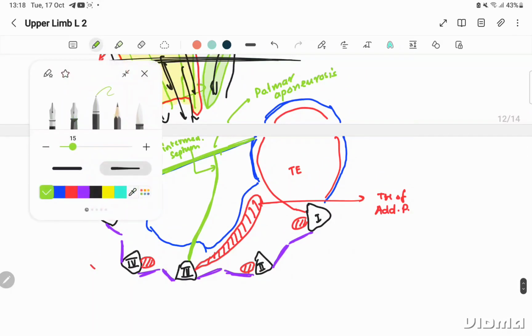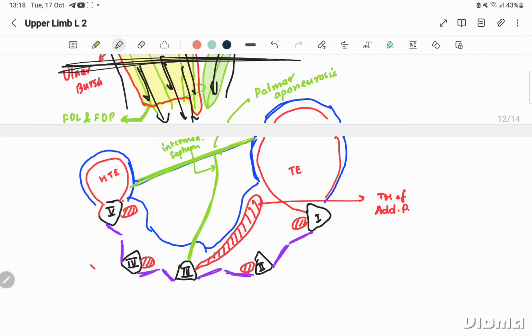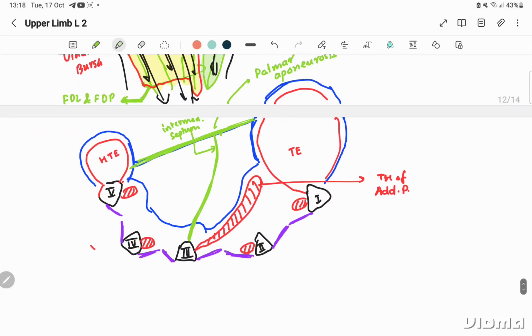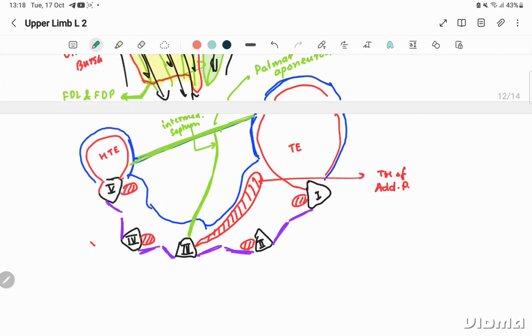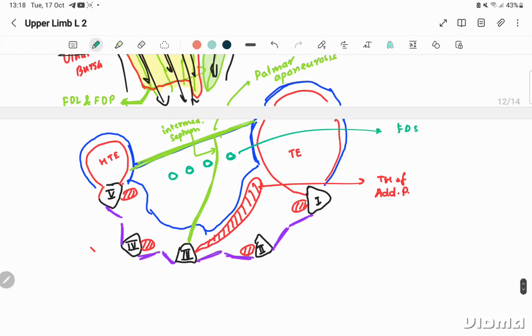Okay, so we can see 2 spaces here. First let's draw the tendons. Which tendons would be visible here? If you can relate the tendons 1, 2, 3 and 4, these are the tendons of FDS. Yes, FDS tendons will be visible here, and there will be the tendons of 1, 2, 3, and 4. These are the tendons of FDP. FDP tendons would be visible here.